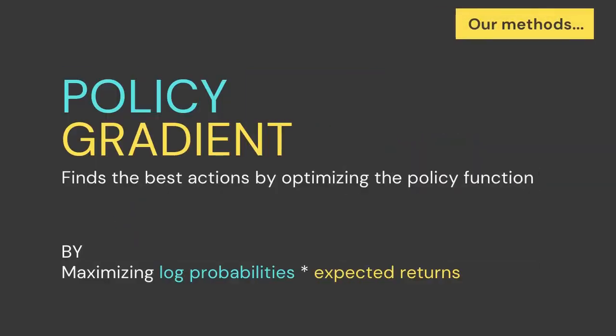So the policy gradient here is just a function that maps states to actions. The objective is to find the best action given the state by optimizing the policy function. The optimization goal is to maximize the log of probabilities times the expected returns. The expected return here is the discounted version of the future rewards. Thus, our agent would likely seek the immediate reward rather than high future rewards.